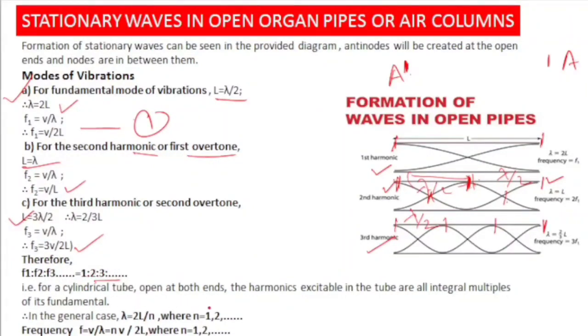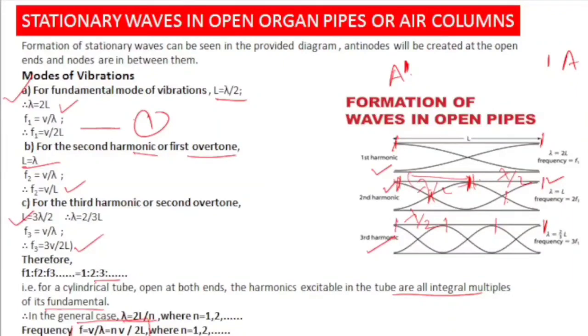So for a cylindrical tube which is open at both ends, the harmonics exist in integral multiples of its fundamental, in the ratio 1:2:3. And the general expression for lambda is equal to 2L by n, and frequency is F equal to V by lambda, meaning F equal to nV by 2L. This is about stationary waves in open organ pipes or air columns.